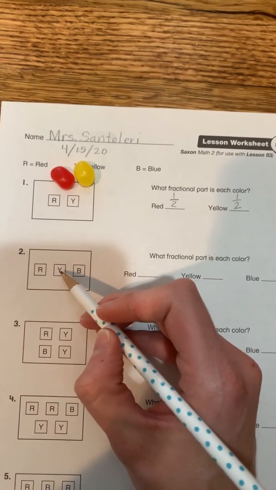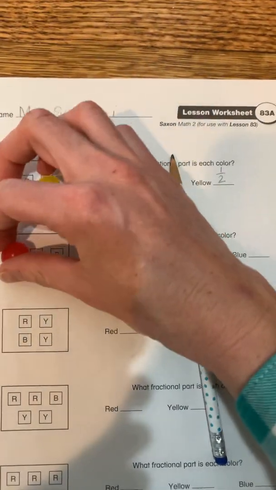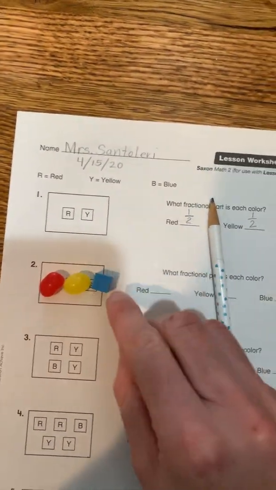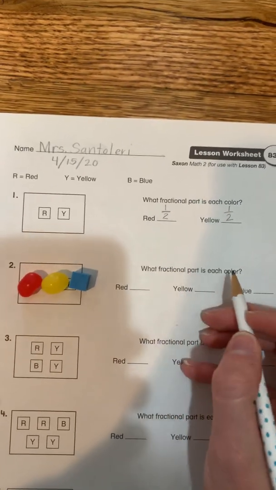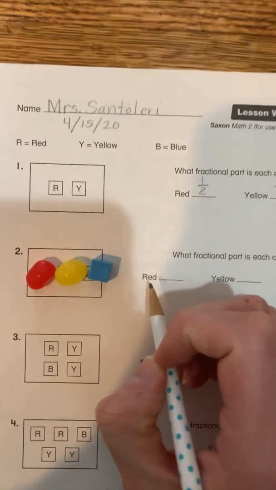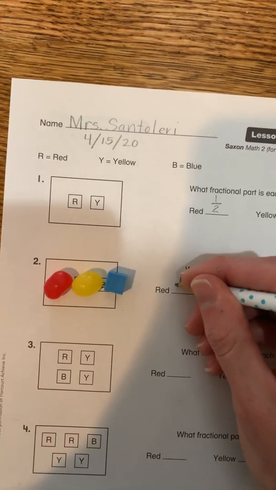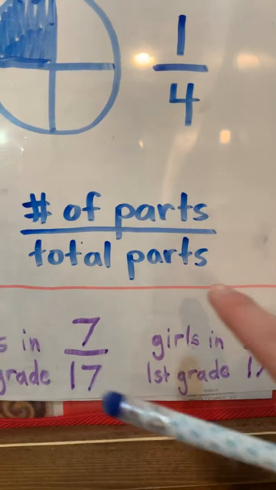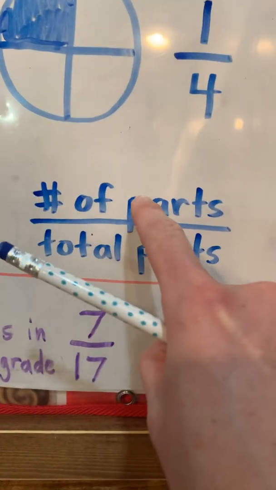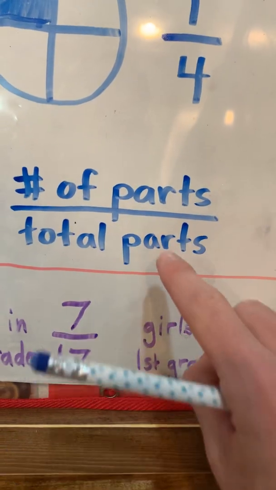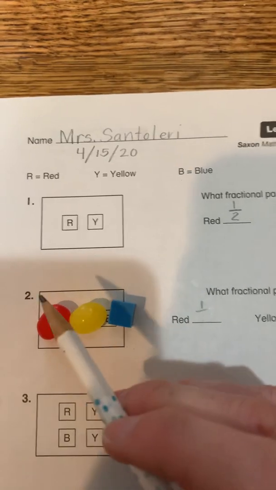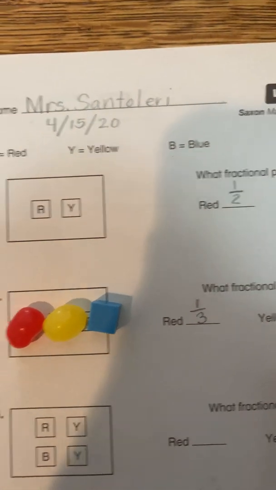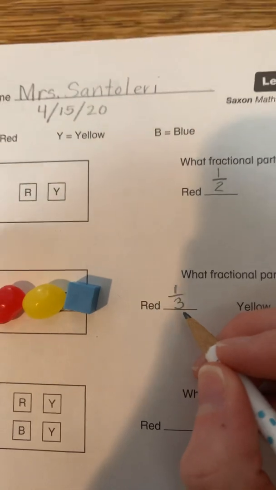We have R, Y, and B. So we can move this R down to here, our Y down to here, and I'm going to add a B in there. Pretend that's a jelly bean. Now we can do fractions for what fractional parts these colors are now. How many red do we have? 1 out of how many are red? How many total parts do we have now? Remember, a fraction is the number of parts that are red out of how many total parts. So how many total jelly beans? 1, 2, 3. 1 out of 3 beans is red. 1/3. Good.